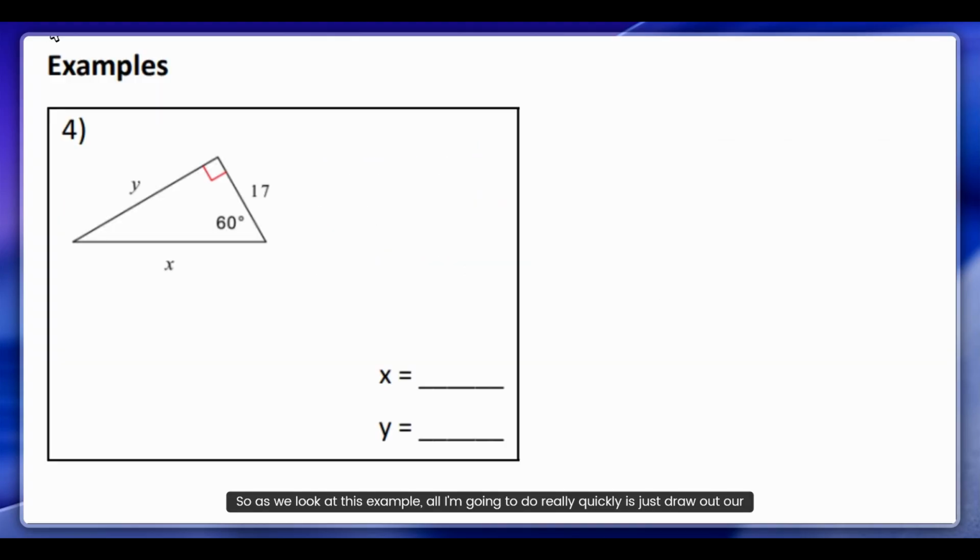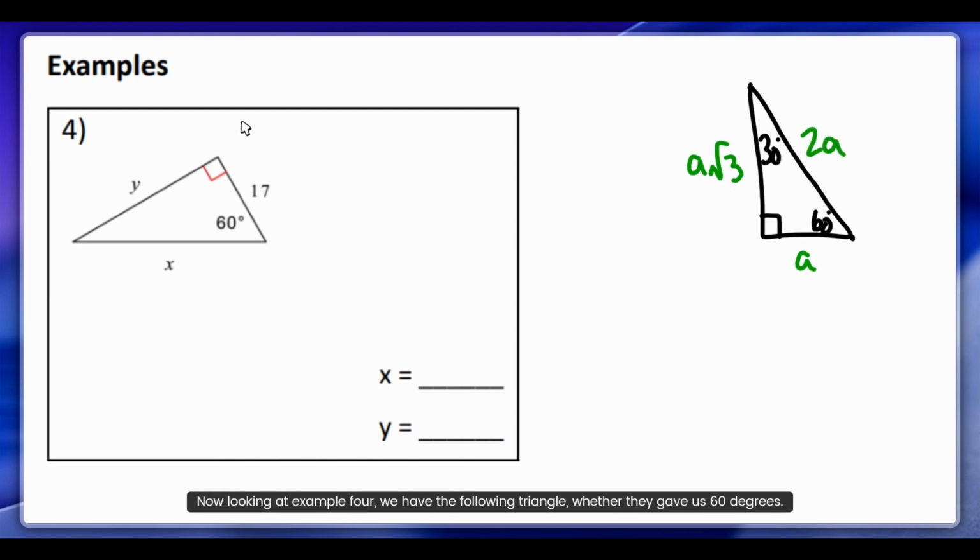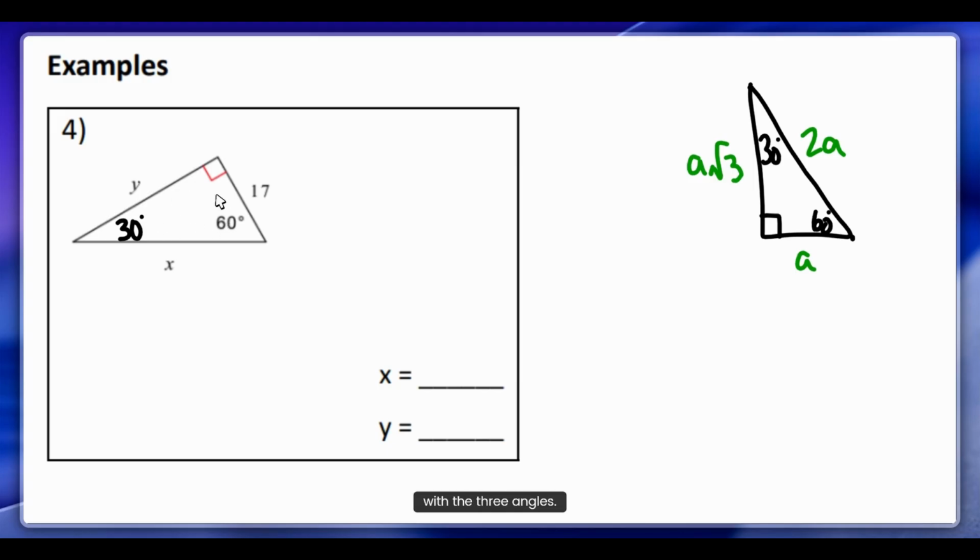As we look at this example, all I'm going to do really quickly is just draw out our 30, 60, 90 off to the side. So here's 30, here's 60, and here's 90. So here's our a, here's a square root of 3, and here's 2a. So for reference. Now, looking at example 4, we have the following triangle. Where they gave us 60 degrees, well, this is going to have to be 30 degrees to complete the 180 that we have inside the triangle with the 3 angles.